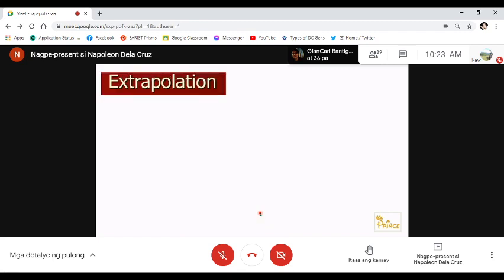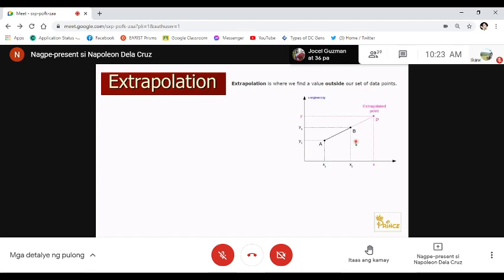Next, extrapolation. Extrapolation is where we find the value outside our set of data points. So if these points A and B are given, and we have this line defined, what will be now this point in relation to these points? Let's say this is X. We will now extrapolate that point with respect to these points.